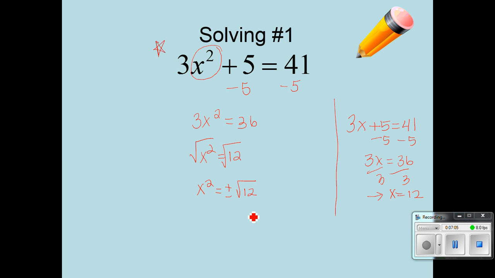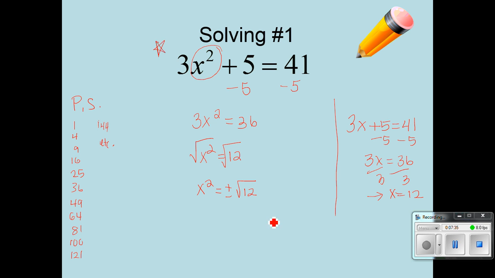So let's talk about how I get this problem, okay? How do I get the square root of 12 broken down? Well, you have to know your perfect squares. Okay, your perfect squares are 1, 4, 9, 16, 25, 36, 49, 64, 81, 100, 121, 144, etc.